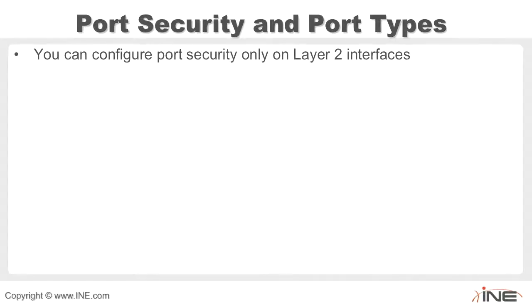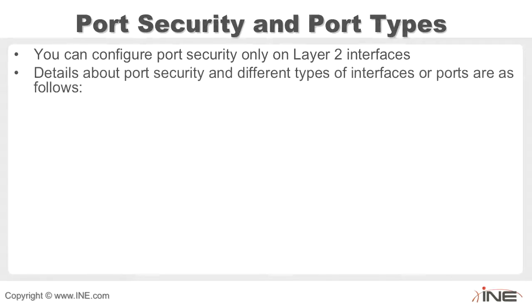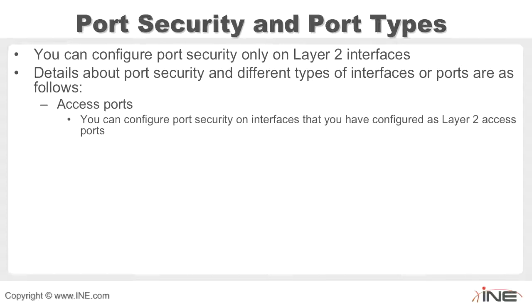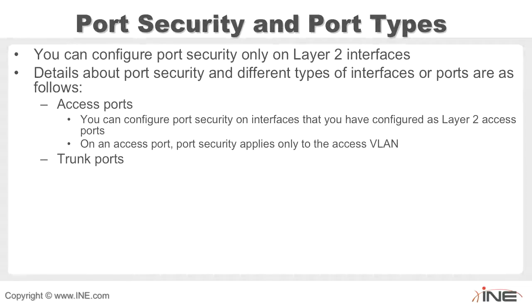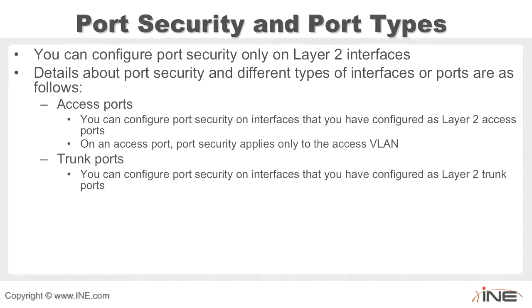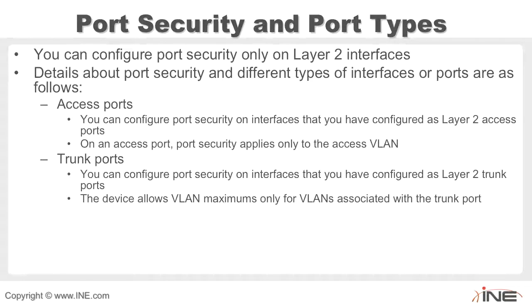We can configure port security on layer 2 interfaces only. Details about the different types of interfaces or ports are as follows. Access ports: we can configure port security on interfaces that we have configured as layer 2 access. That should probably go without saying, but we'll say it anyhow. On an access port, the port security applies only to that access VLAN. If we have a trunk port, then we can configure port security for the different VLANs that are traversing, and the device allows VLAN maximums only for the particular VLANs that are allowed on that trunk port.